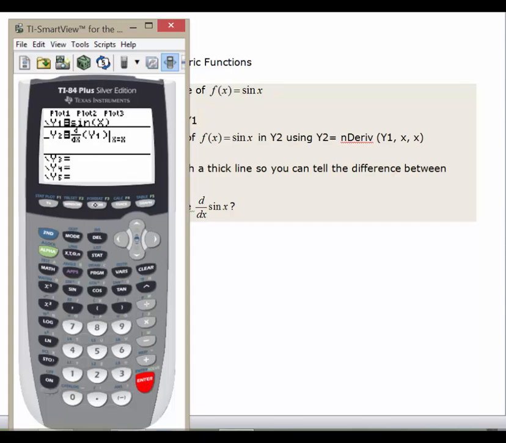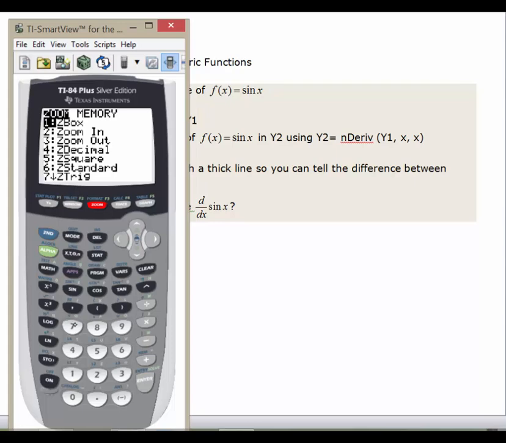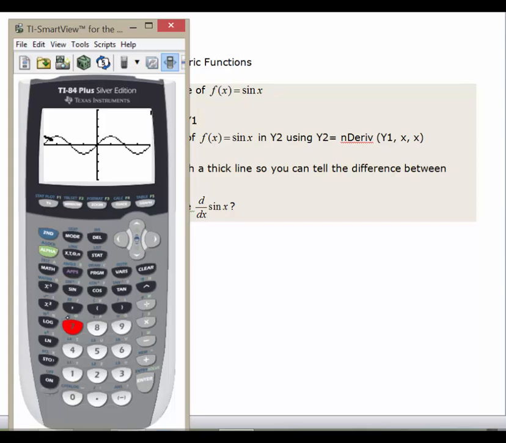Okay, and now I'm going to do a zoom trig. So a zoom 7. That'll give me a nice negative 2 pi to 2 pi window. Here's your sine function. Here comes the derivative of the sine function. So at this point, I'd like you to pause the video just for a few seconds or a minute and see if you can make a guess as to what you think the derivative of the sine function is.